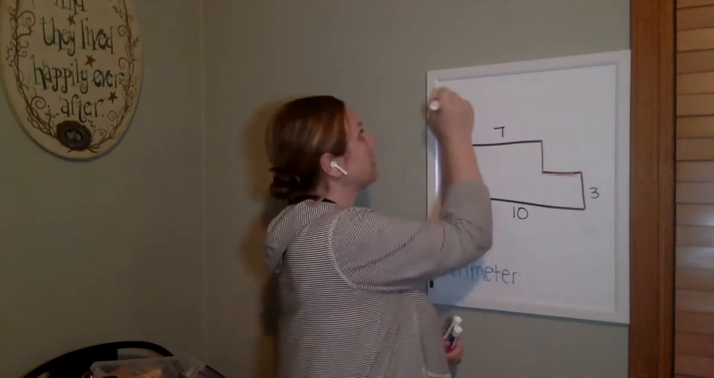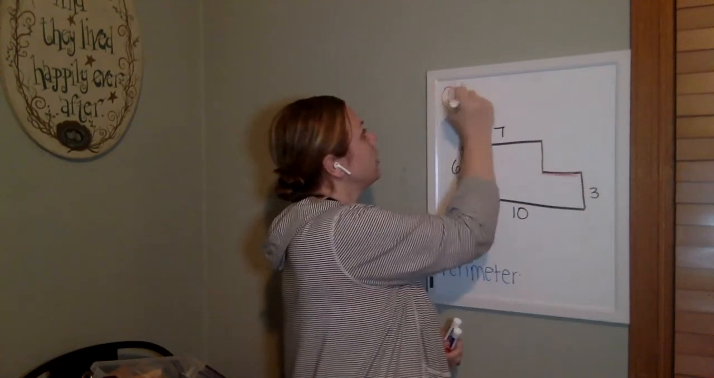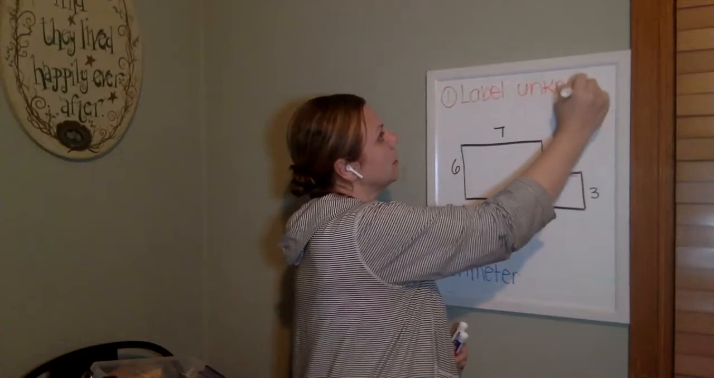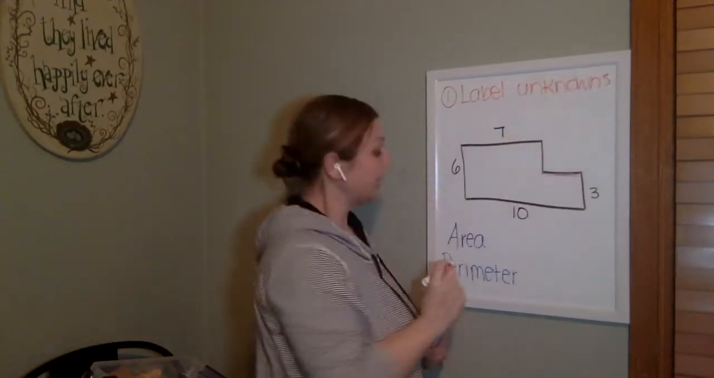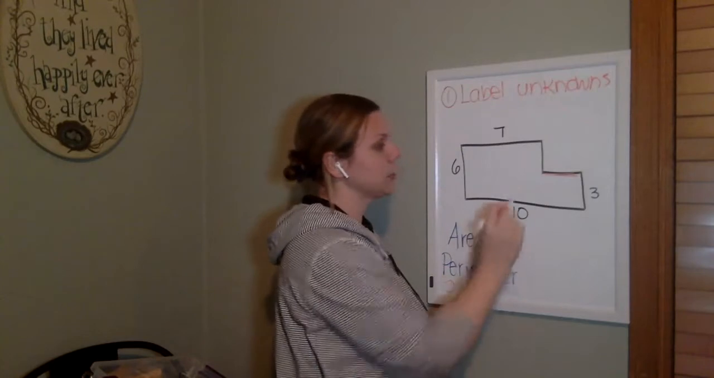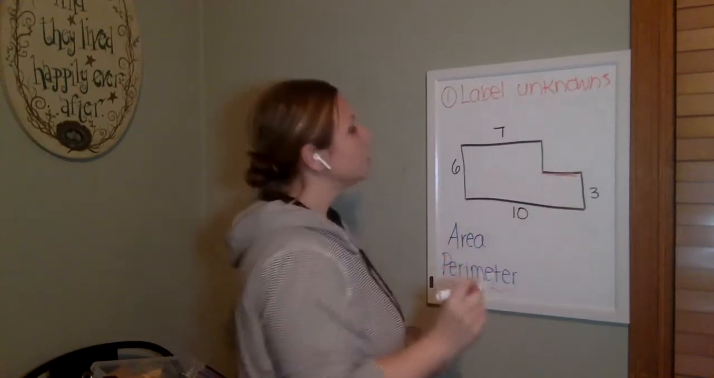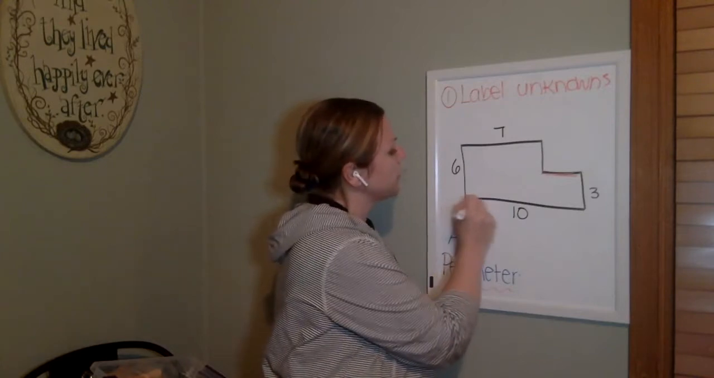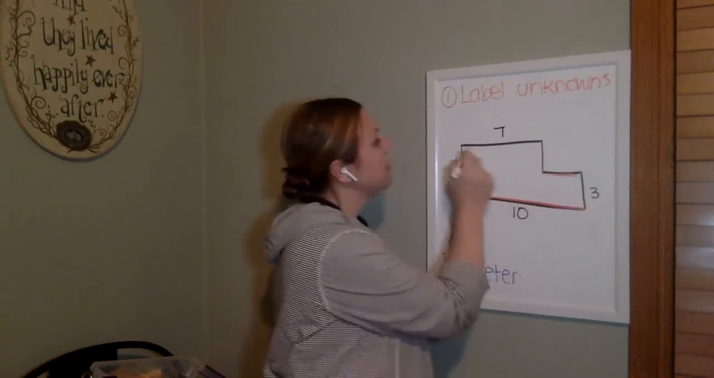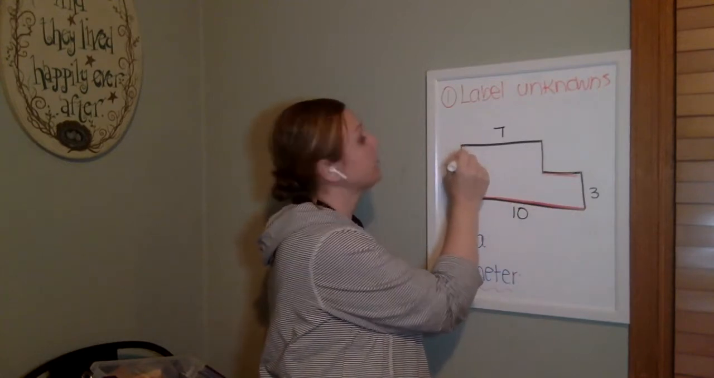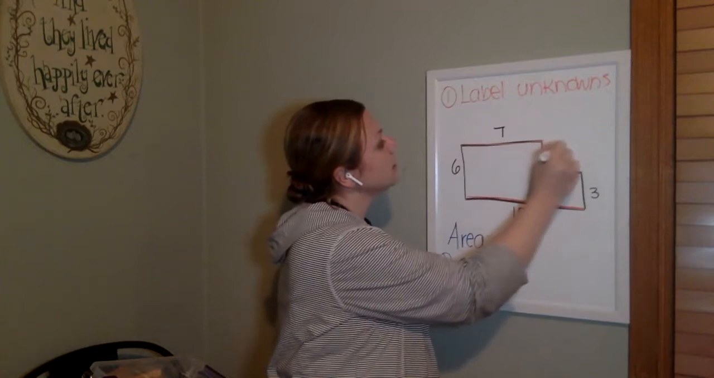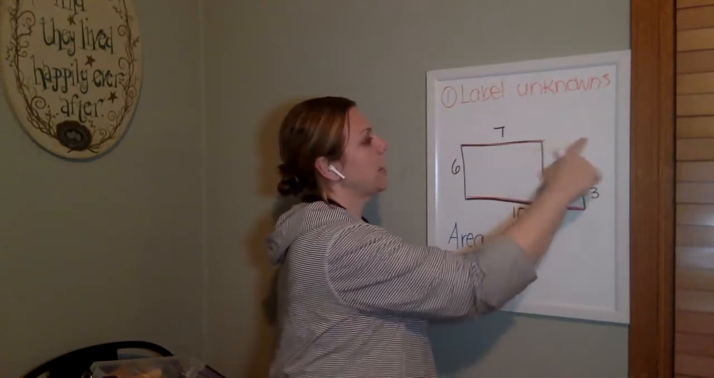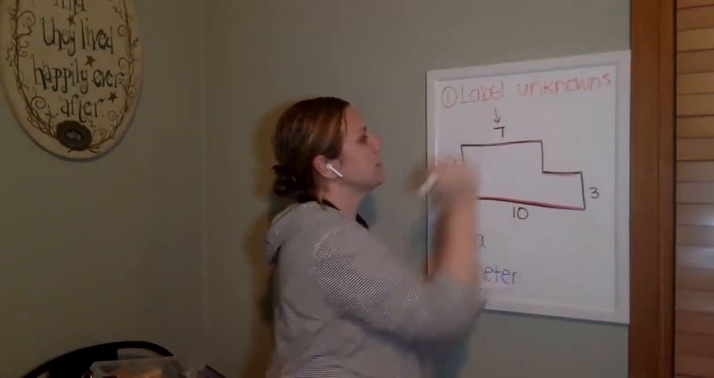So step 1 would be to label the unknowns. Because I do have a few unknowns, and if I'm being asked to find the perimeter of this, I need to make sure that I have all my sides covered. So how am I going to be a detective to figure out my unknowns? Well, I know that this one is 10 going all the way across. Therefore, and stick with me for a second, I know that this is 10 going all the way across, but it doesn't go all the way across. It cuts out here.